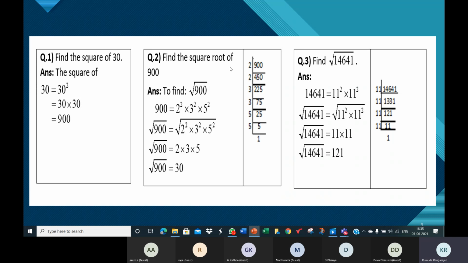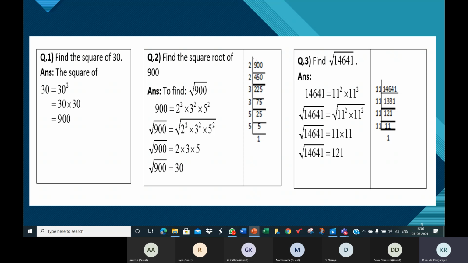Okay, so let's see how to find the square root of 900 using the prime factorization method. Place 900 here like this. This working comes first, children. You know how to find the prime factors, right? 2 into 450, 2 into 225, 3 into 75, 3 into 25, 5 into 5, 5 into 1, answer.